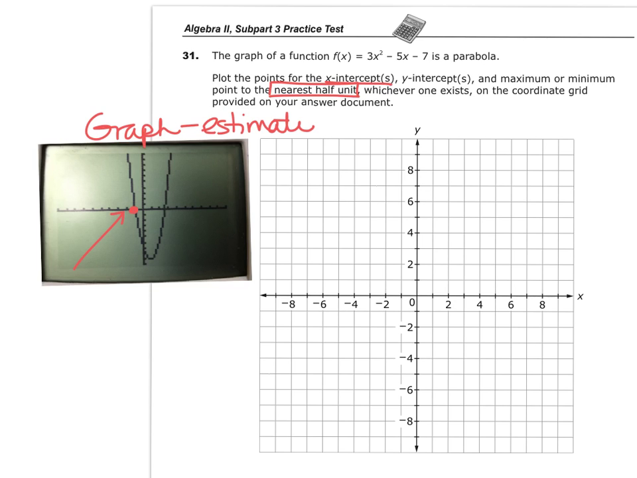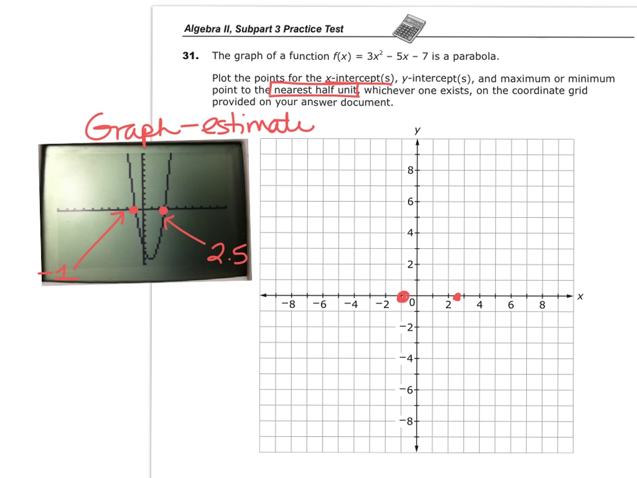First it says x-intercepts, so those are my 2 points on my x-axis. When I do that, I found that this first one was closest to 1. It really looks like 0.8, but that's going to round to 1. I can't really graph 0.8, so I'm just going to graph negative 1. And my other one is going to be really close to 2.5, so I'm just going to graph that in between 2 and 3 here.